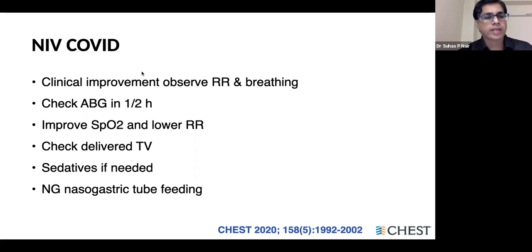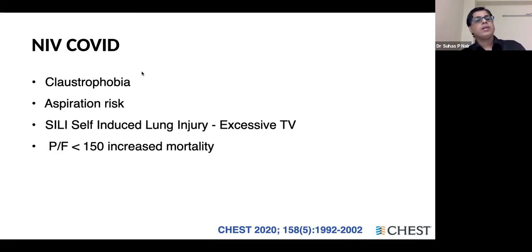If the patient is stable on NIV, an NG tube can be used for feeding. NIV is difficult to use in a claustrophobic patient. Whenever there is aspiration risk, avoid NIV or look for aspiration. As I said earlier, self-induced lung injury due to excessive tidal volume should always be monitored. With a PF ratio less than 150, always go for invasive ventilation. If you continue a patient with COVID ARDS with a PF ratio less than 150 on NIV, there is a high chance that you will lose that patient.